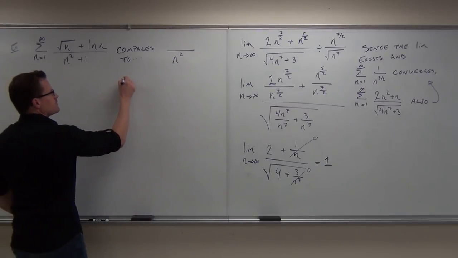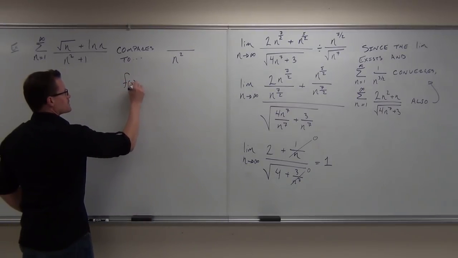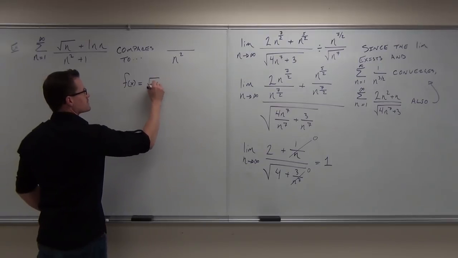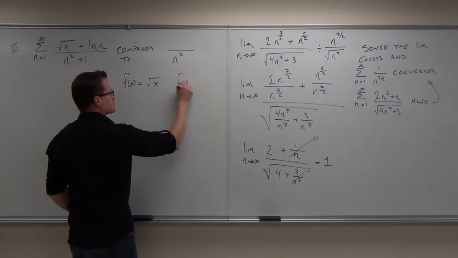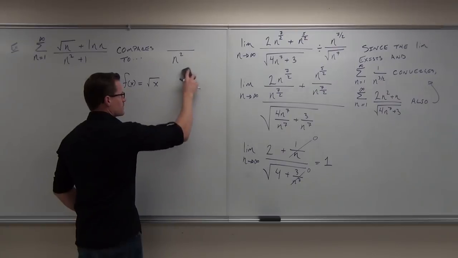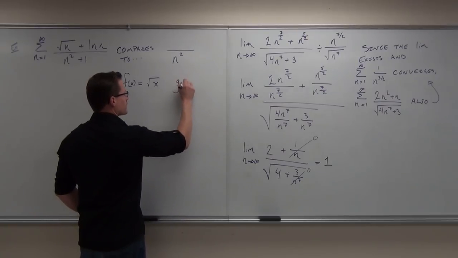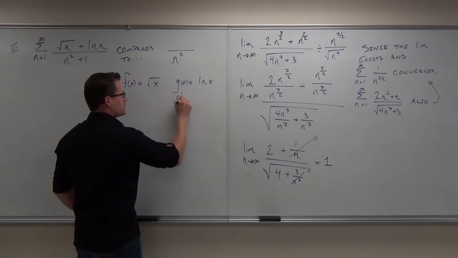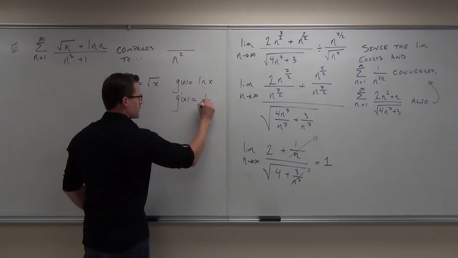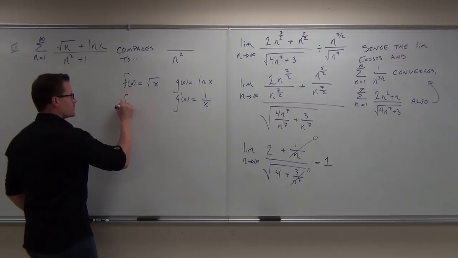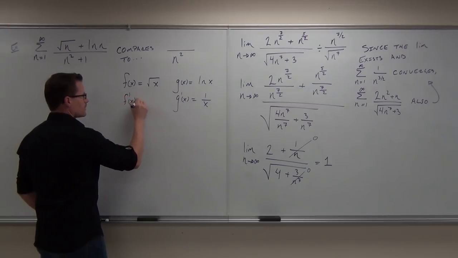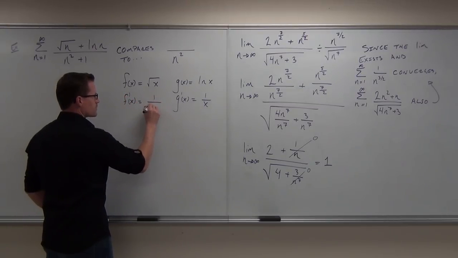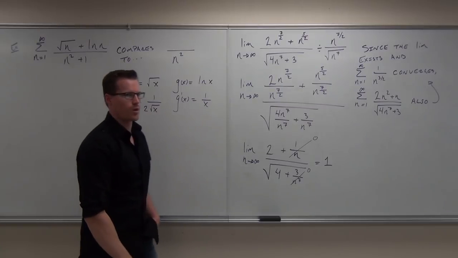Maybe you consider f of x equals square root of x, and g of x equals ln x. The derivative of g is 1 over x. The derivative of f is 1 over 2 square root of x. You can verify that later if you want.